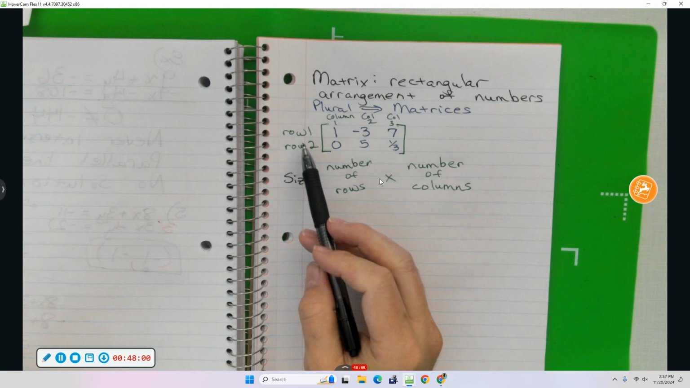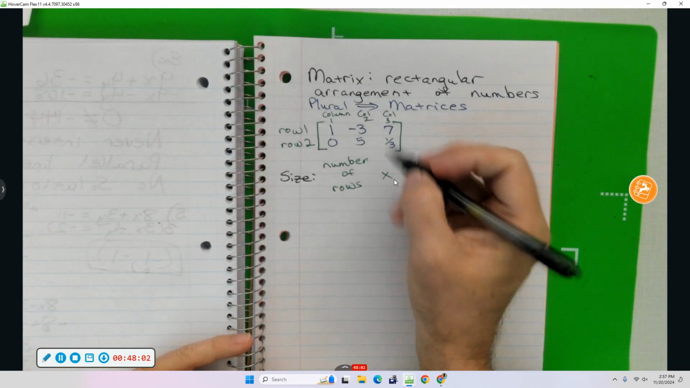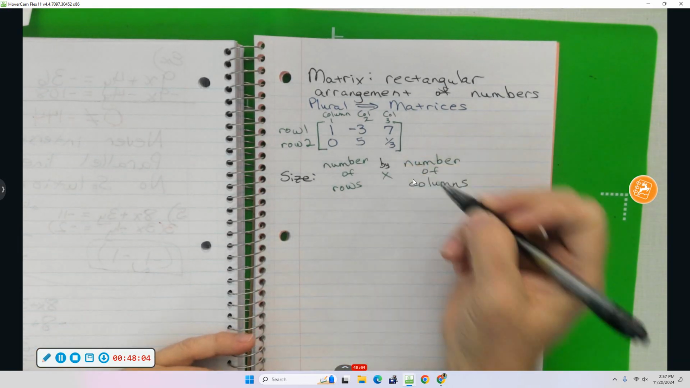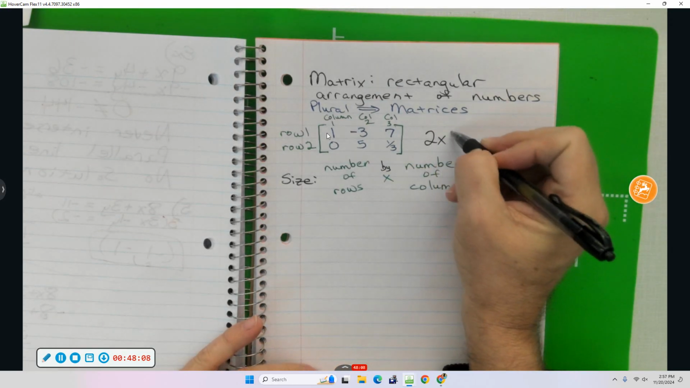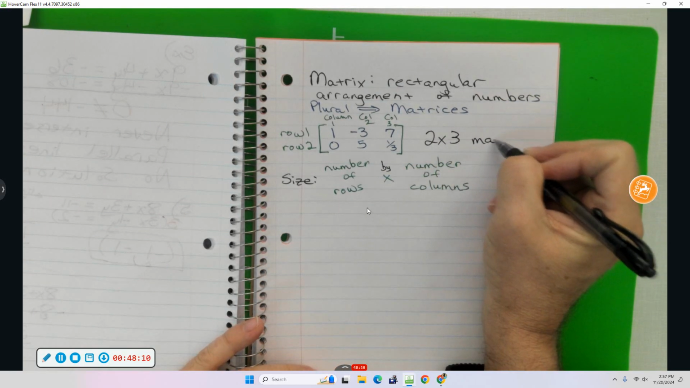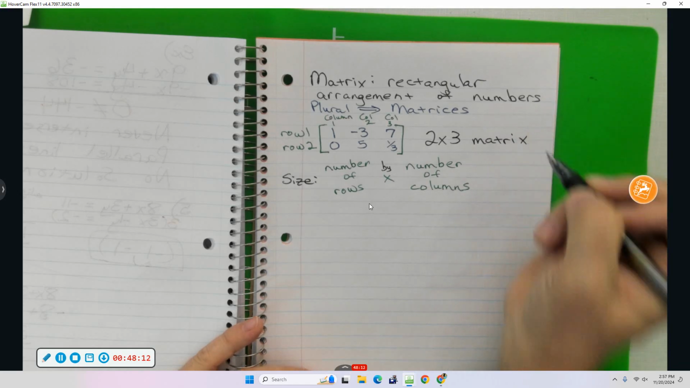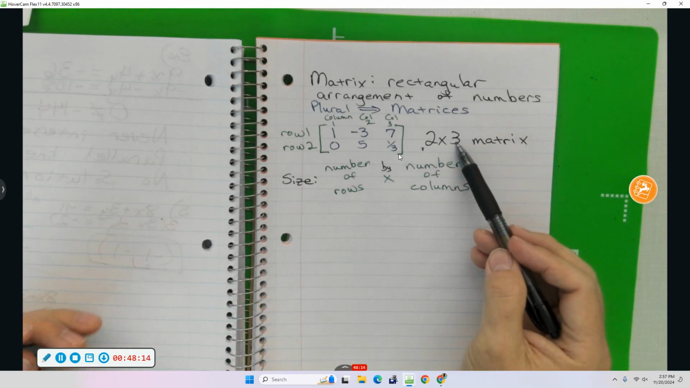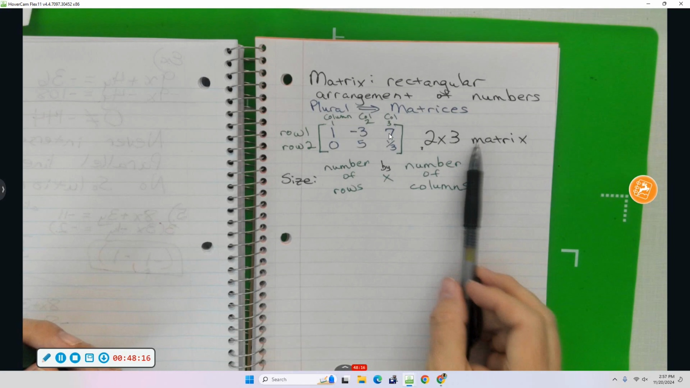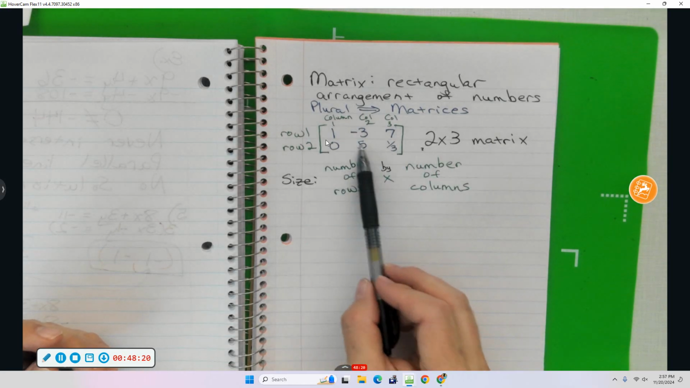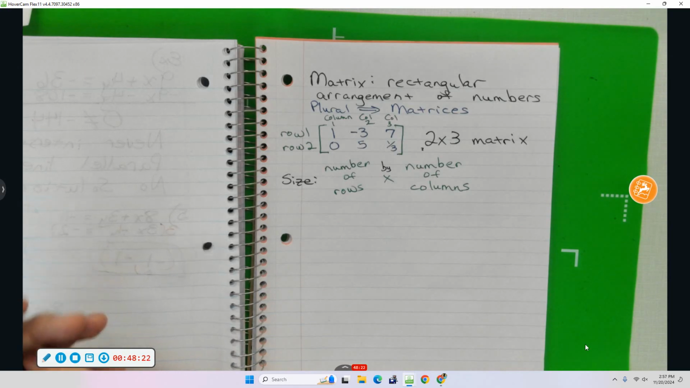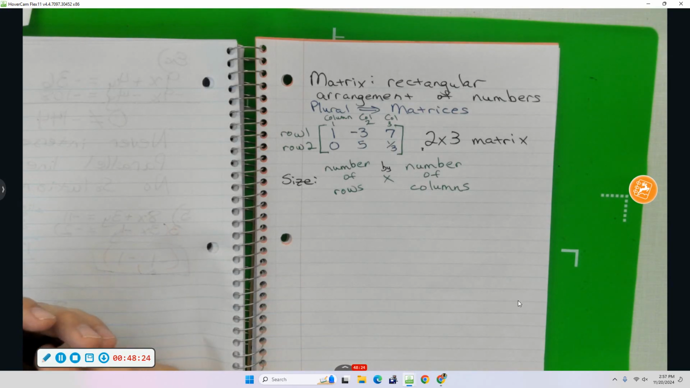So it's by, not times. We would say this is a 2 by 3 matrix. 2 rows, 3 columns. Now if you multiply that together, 2 times 3, that says there are 6 numbers inside that matrix, but you don't have to worry about that.